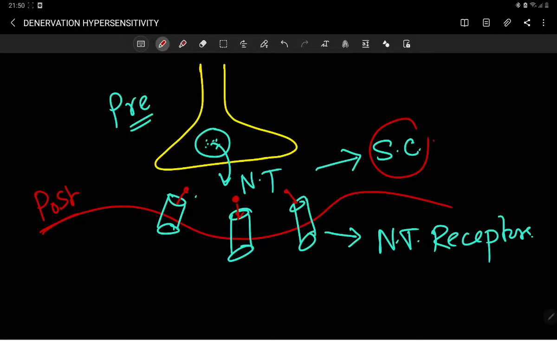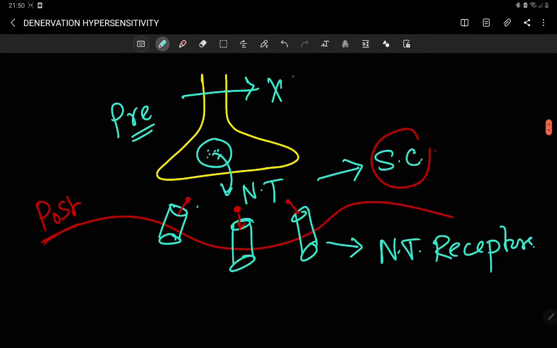Now in the case of denervation hypersensitivity, this nerve is damaged. It is damaged at this portion. Let's imagine this is the damage.